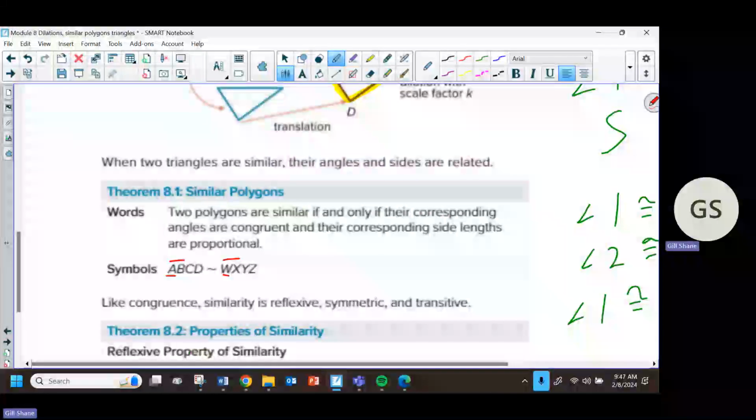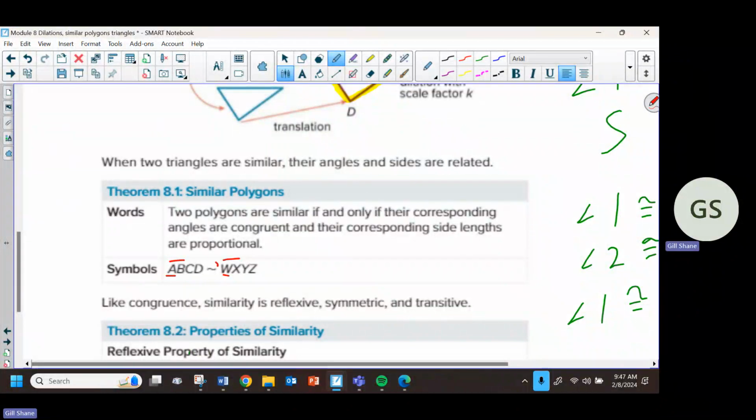So we're kind of coming back to that. This symbol right here is how you make a symbol for similar figures. So they will not be the same size, but all of the angles will be the same. Remember, we said if we zoom in and out of a triangle, the angles don't change, the sides change.